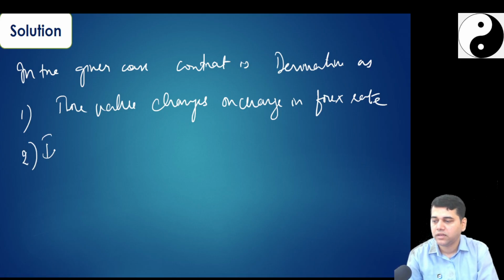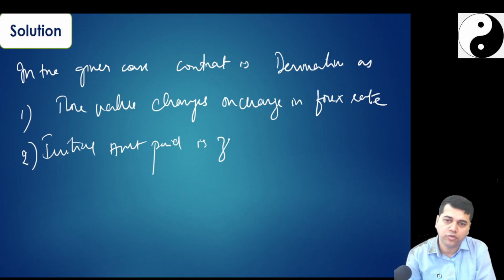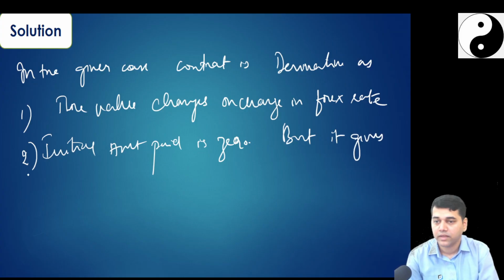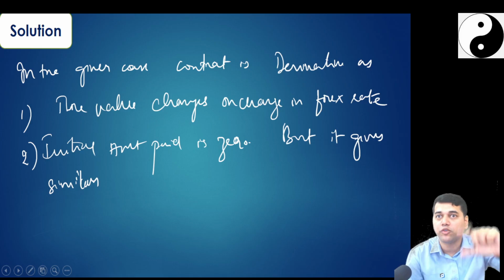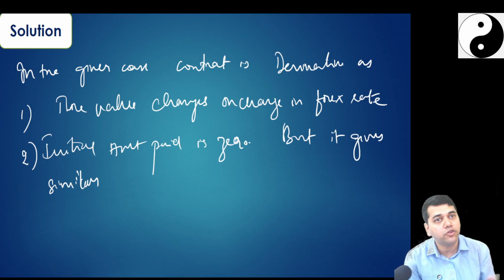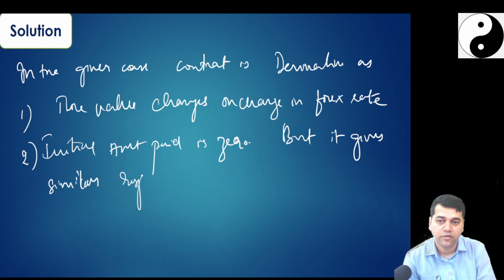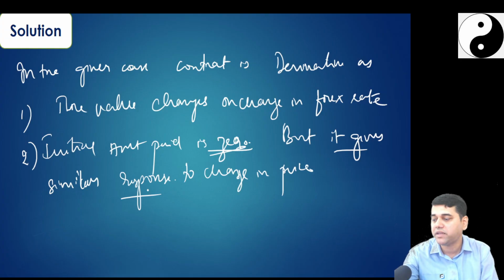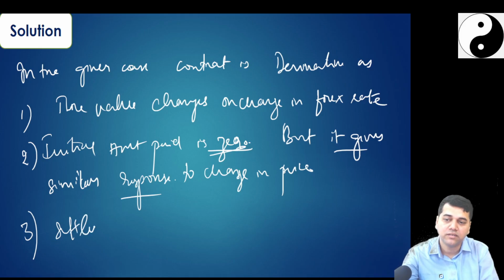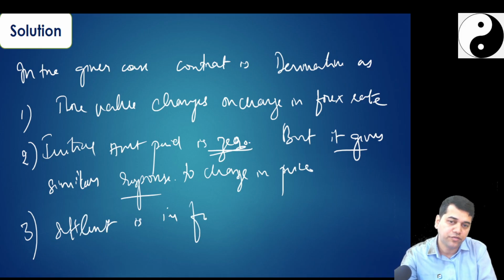Second, the initial amount paid is 0, but it gives a similar response. That means with 0 investment, I gave you an example, the share price going from 100 rupees to 150, you are able to get that benefit with 0 investment. You made 0 investment, but that 0 investment gives you the same response equal to the change in the price. And the third, settlement is in future.